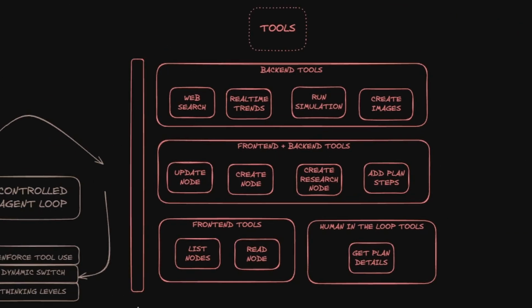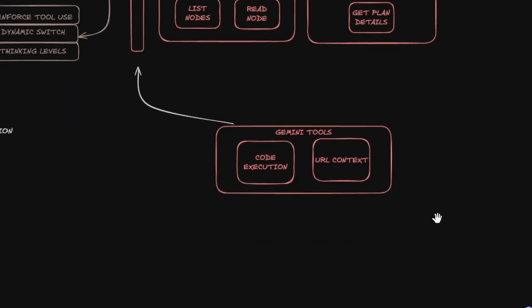The tools which we have are a mix of backend heavy and front-end heavy tools. We also have a couple of human-in-the-loop tools, and as I like to call it, front-end-in-the-loop tools, which are listing nodes and reading nodes, where the agent queries the state of the front end. We also have a couple of Gemini tools like code execution and URL context.